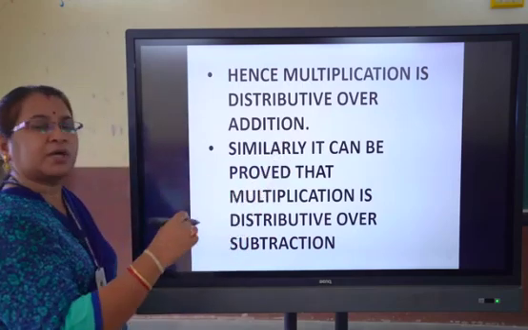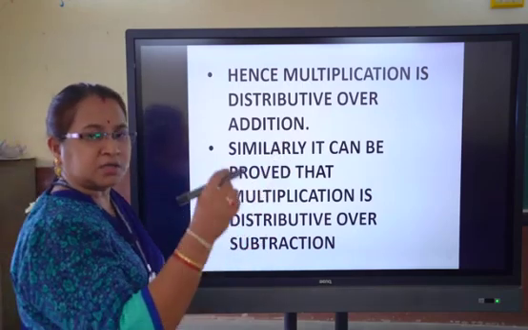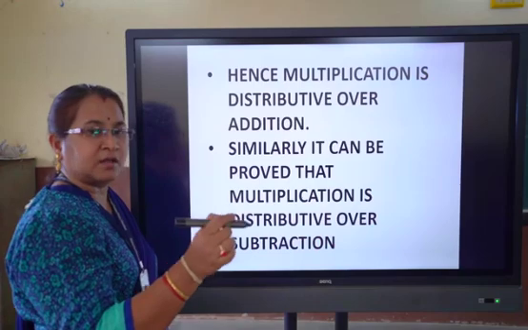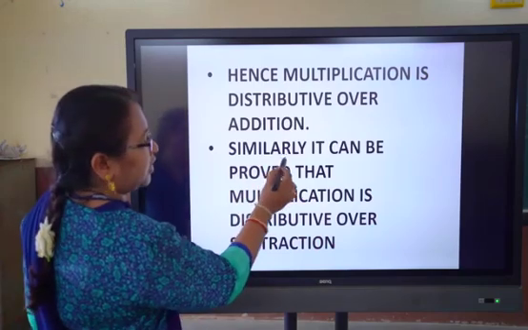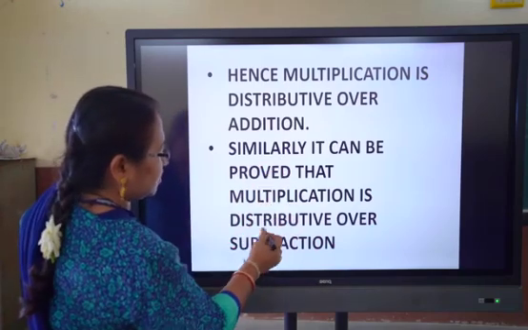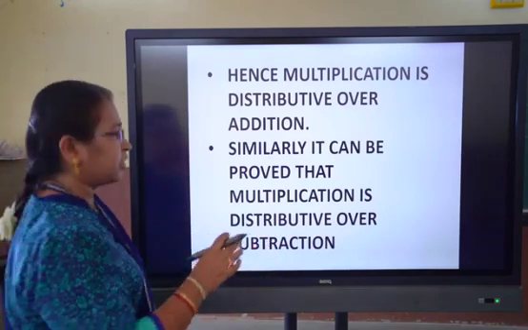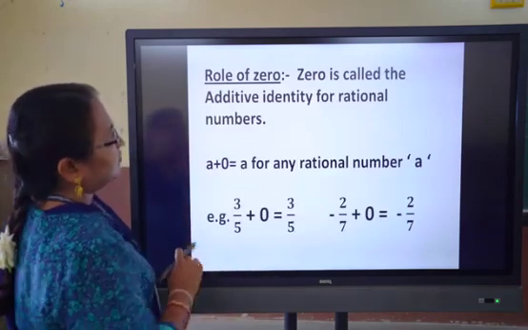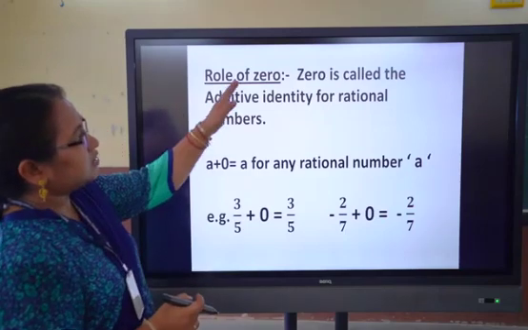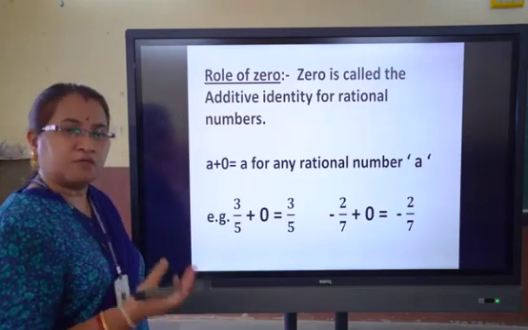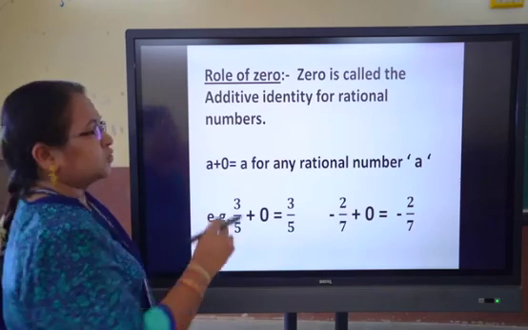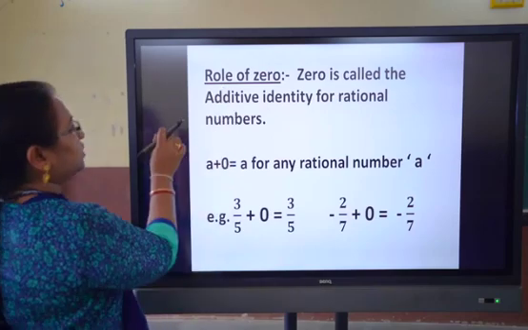Similarly, we can take the same example and just change the plus sign to minus, and then we can prove that multiplication is distributive over subtraction also. So this is our distributive property. Next we will see what is the role of 0 and the role of 1 for rational numbers. First let us take the role of 0.